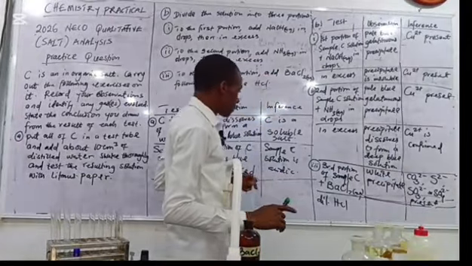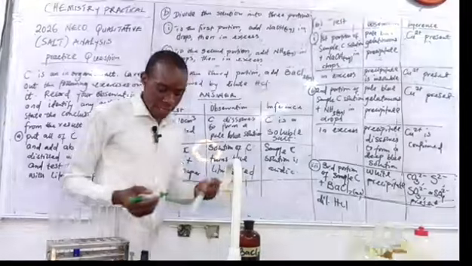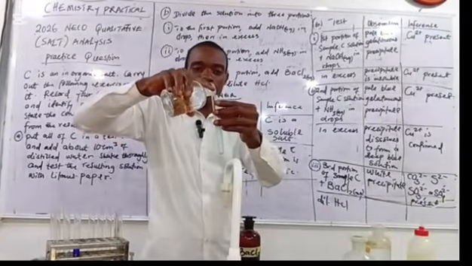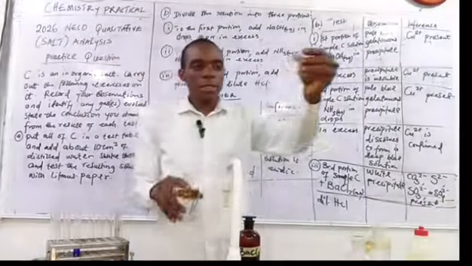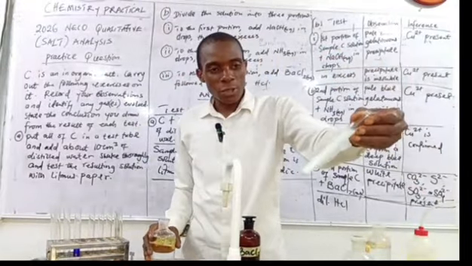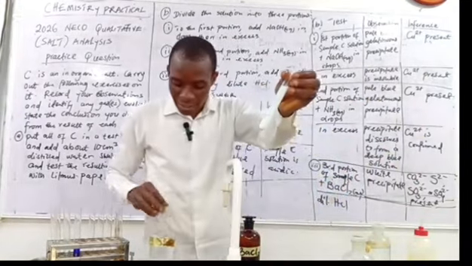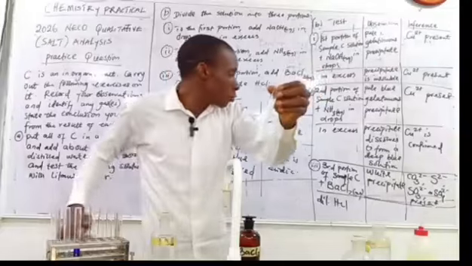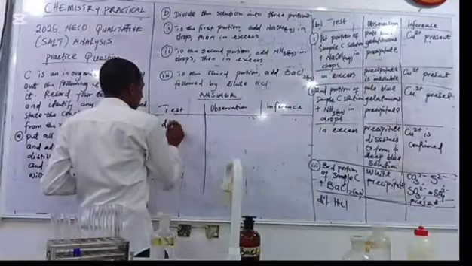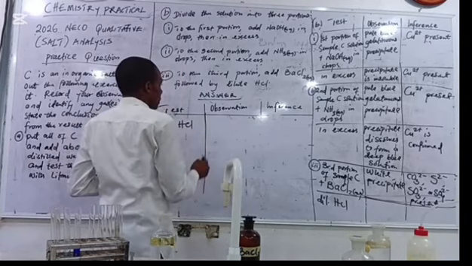So the last is the addition of dilute HCl. So let's add dilute HCl. Okay, so I've added dilute HCl. Did anything change? There's no change there. So that means the precipitate remains the same. The precipitate is not soluble in dilute HCl.